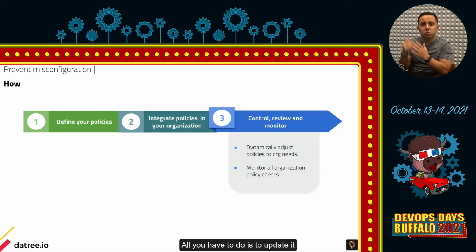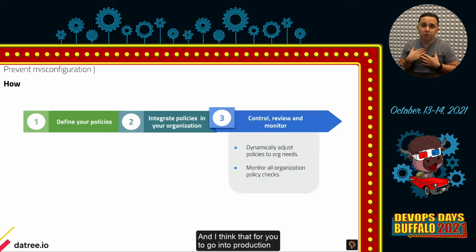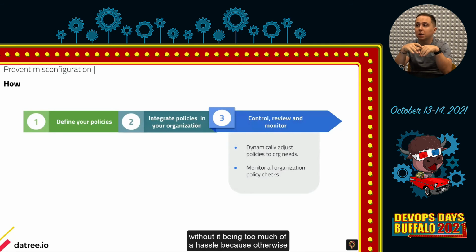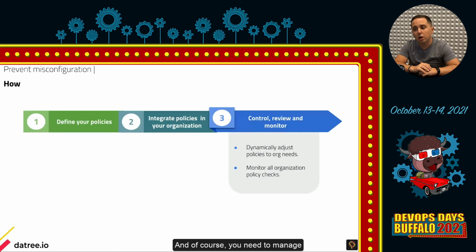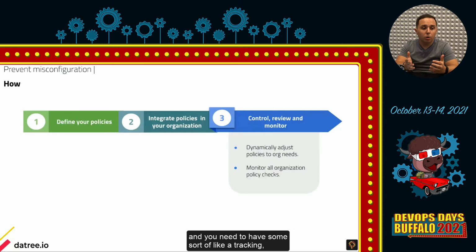All you have to do is to update it in one place, and then it propagates. And I think that for you to go into production with a centralized policy management solution, you must have a way to dynamically configure and change your policy without it being too much of a hassle, because otherwise you won't be able to actually manage it properly. And of course, you need to manage and monitor all of your organizational policy checks. And you need to have some sort of tracking, logging, and monitoring.